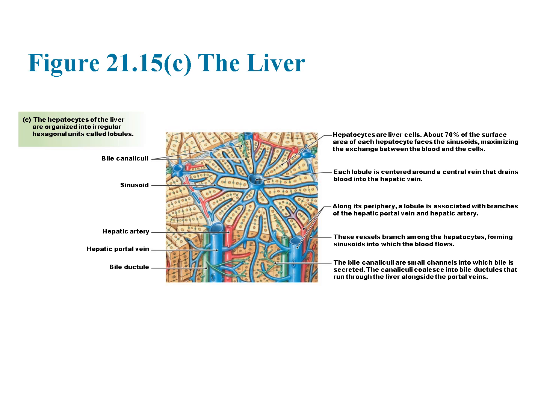The hepatic portal vein carries nutrient-rich blood from the digestive tract, while the hepatic artery delivers oxygenated blood to support liver function. Blood from these vessels flows through sinusoids, which are specialized capillaries that allow for the exchange of nutrients, oxygen, and waste products between hepatocytes and the bloodstream. Approximately 70% of each hepatocyte surface area faces these sinusoids, maximizing contact for efficient processing.